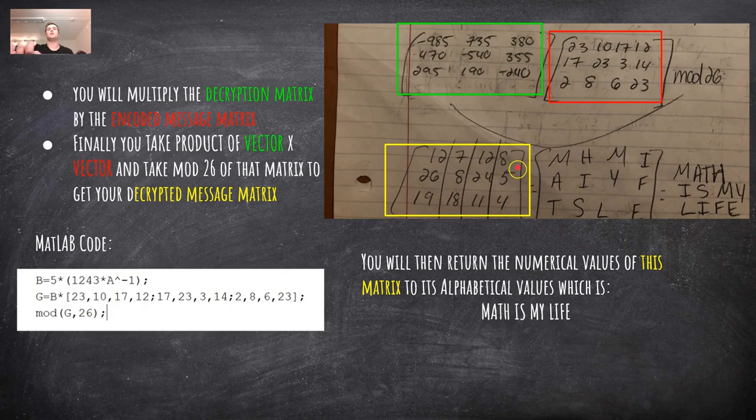If we refer back to our alphabetical assignment to numbers, A is equal to 0, B is equal to 1, we will obtain the matrix as M, H, M, I, A, I, Y, F, T, S, L, F, which, when we read it out, spells math is my life. This is the Matlab code which we will use to obtain the decrypted message matrix, as we see here in yellow.